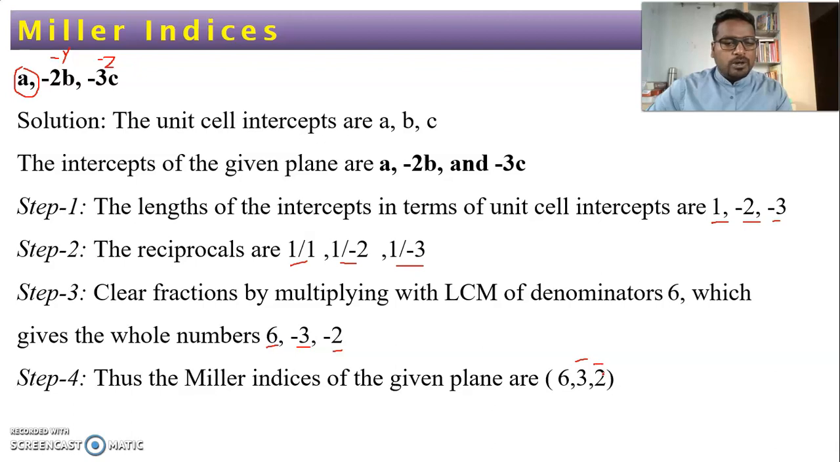We are going to write a line above the number, instead of indicating the negative sign in front, like this: 3 bar, 2 bar. So this is the Miller indices. In case of the positive axes x, y, z, there is no symbol like this above the number. But if it is present on the negative axis, the negativity is indicated by a negative sign written on top of the number. So this is the Miller indices.